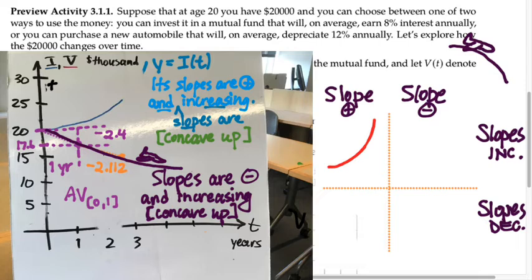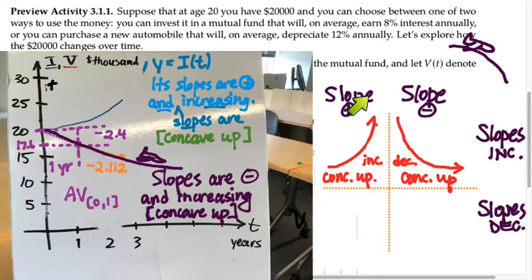Positive and increasing looks something like this, so we would have a graph that is concave up and increasing. Whereas negative slope and increasing slope would be like this example, where we get a decreasing graph, except it's still concave up. Decreasing, concave up.